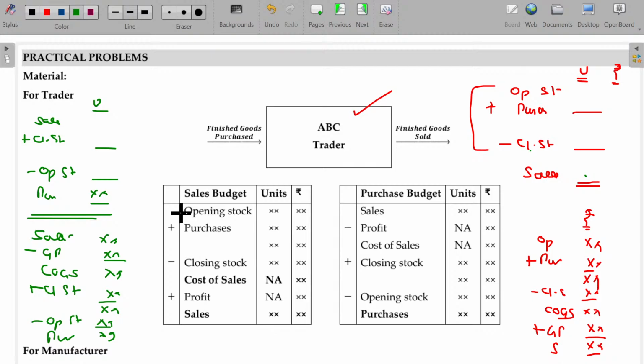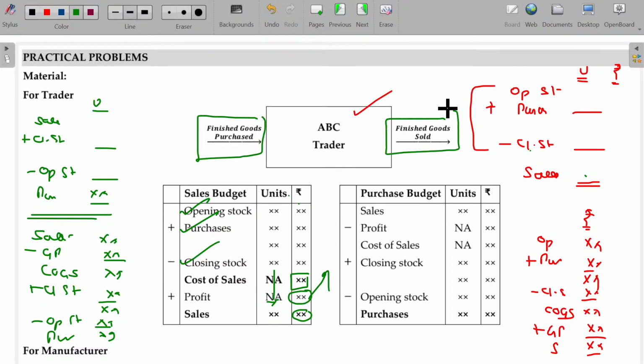So, sales budget: opening stock plus purchases minus closing stock, in units, the entire value will be your sales. In case of rupees, this will be cost of sales and you have to add the profit to get the sales. But the purchase budget is posted in a different way. Being the trader, he has to prepare two budgets: finished goods purchase budget and finished goods sold budget. He will not bother about purchasing raw material. It's not his duty. He's a trader, buying and selling.